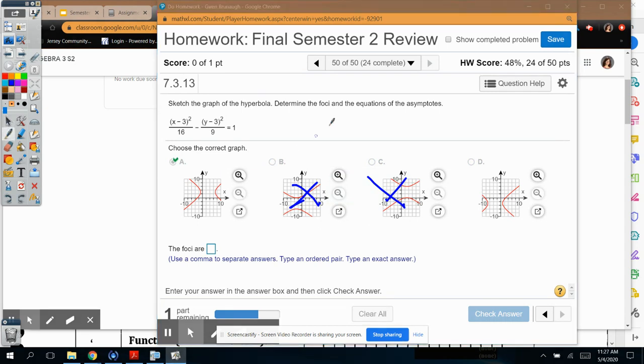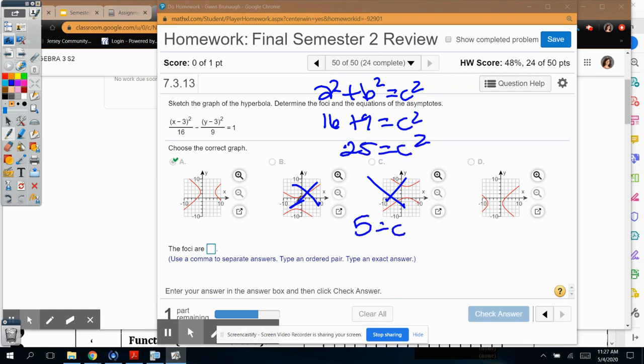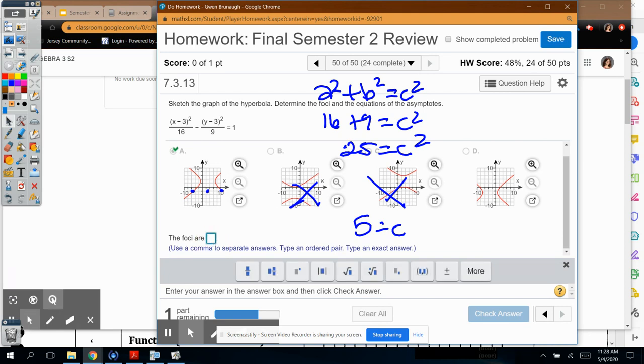Where are the foci? Foci comes from c, and it's going to be a squared plus b squared equals c squared. So 16 plus 9 is c squared. So 25 is c squared, and that's going to be 5 is c. So you're going to be here at that 3, 3, and you're going to count over 5 and count over 5. So instead of being over 3, we're going to be over 3 plus 5, which is 8, and still up 3. And then you'll be at that 3, and you'll go to the left 5. 3 minus 5 is negative 2, and you'll still be up 3.